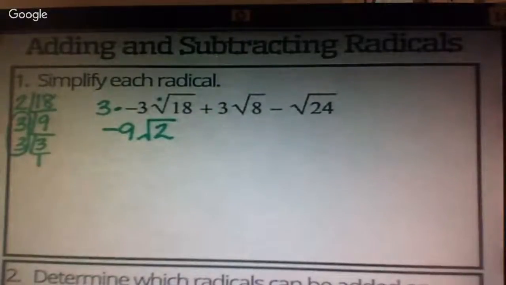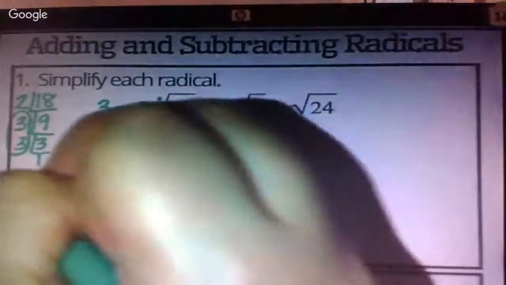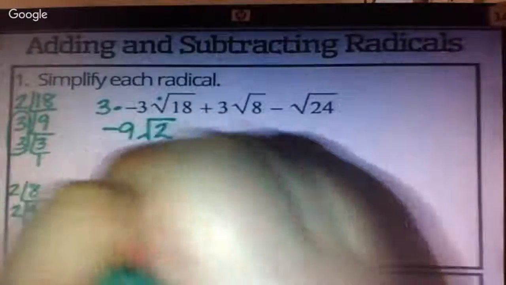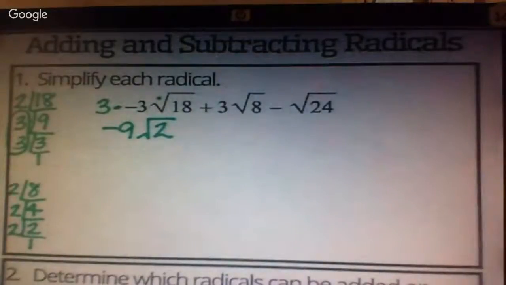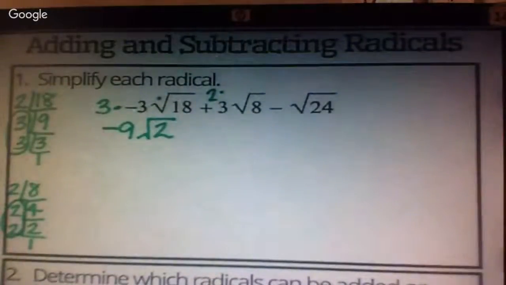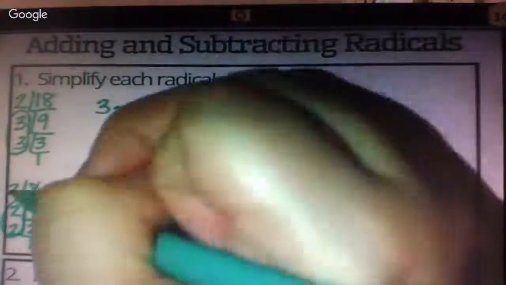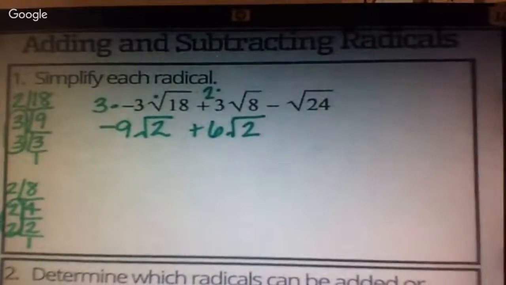Okay, so now we need to simplify this middle one. I need to break down 8. So 2 and 4, 2 and 2, 2 and 1. What am I grouping in here? 2's. So I've got a 2 out front that combines with that 3. So this is plus 6. And then I've got a 2 left over, so square roots of 2.